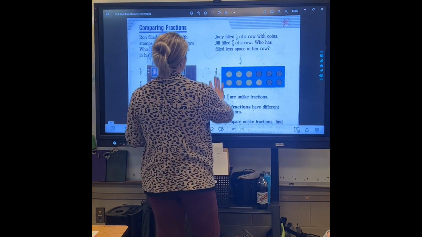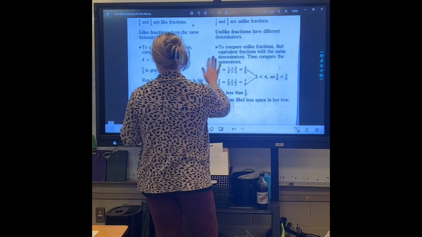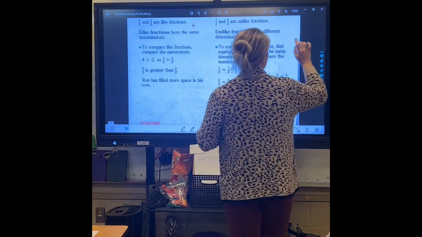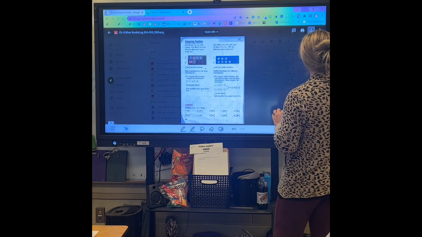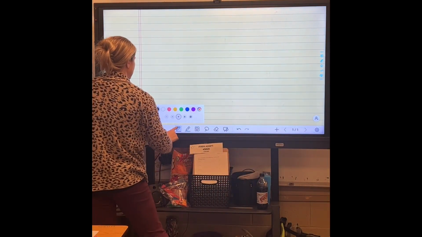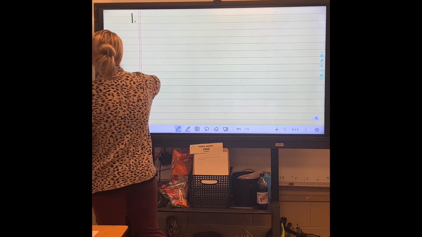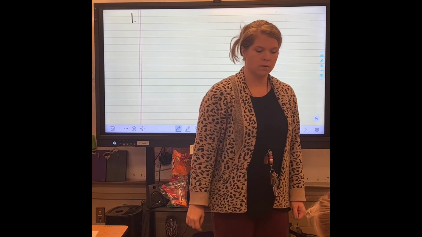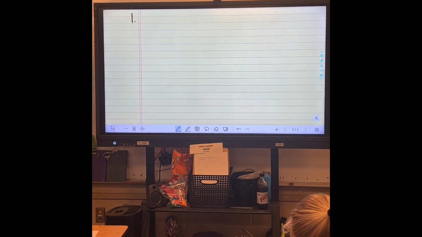Of course, this book is going to show you the long way, but I'm going to show you the shortcut way. So on your paper, I want us to write neatly so we can see what we're doing. Let's put number 1 on our paper. Gage should have a name, number, and date on there.